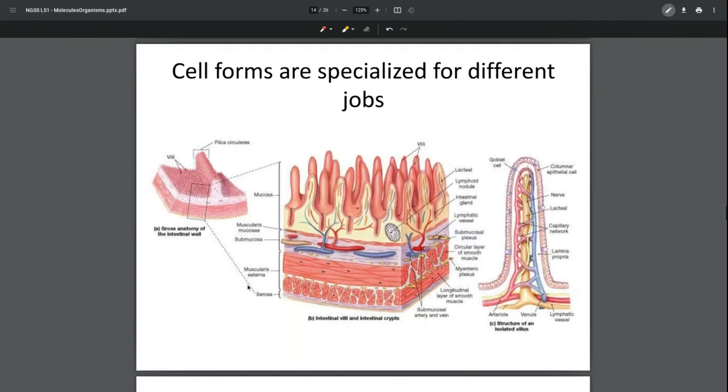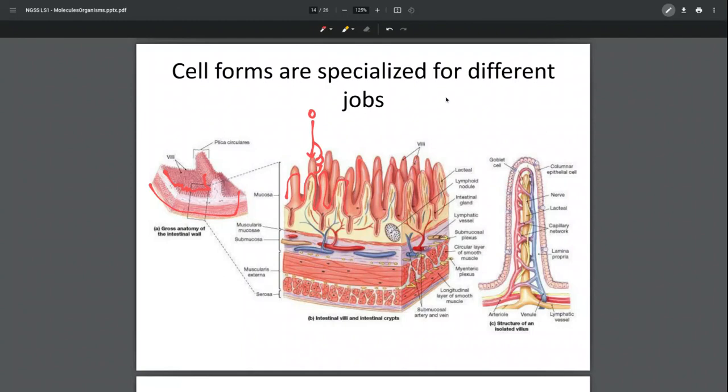Here is an intestinal cell. The lining of our intestine right here is actually not smooth. It has a bunch of these little bumps. Okay. So what these bumps do is they increase the amount that things can be absorbed in, because they can be absorbed there or there or there or there, anywhere along these bumps.